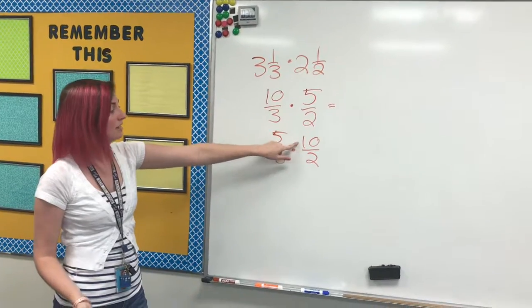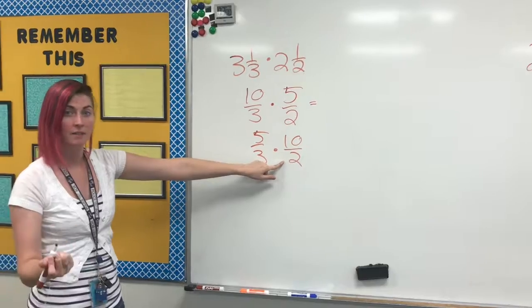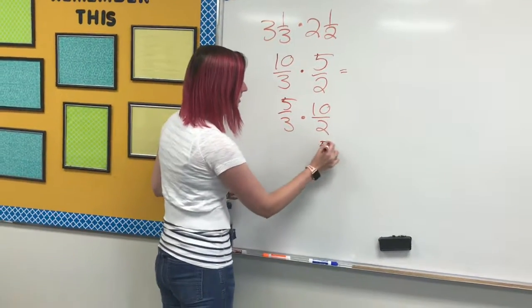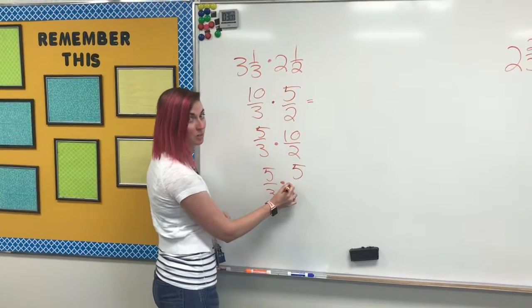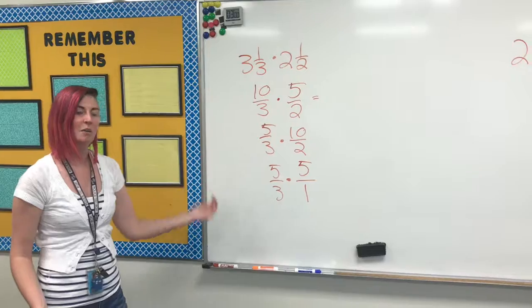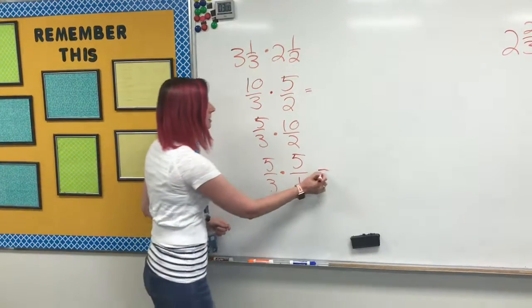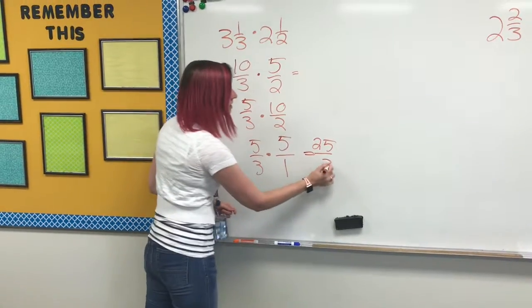10 halves, 10 divided by 2. 10 divided by 2 is 5. Every whole number is secretly over 1. Now I can finally do my top times top, bottom times bottom. 5 times 5 is 25. 3 times 1 is 3.